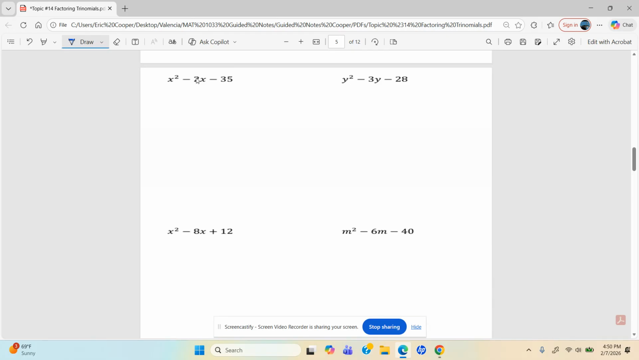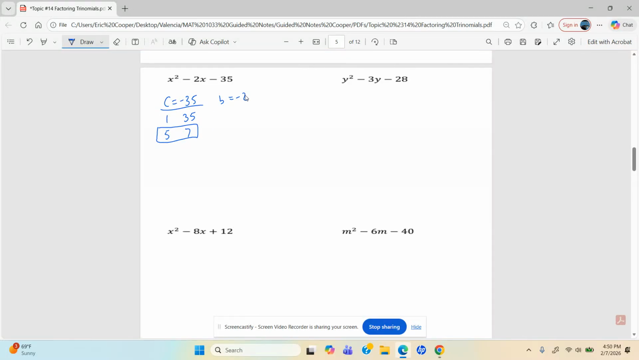So I have x squared minus 2x minus 35. Again, no number in front of x squared, so this is a equals 1. I need to take the c term, which in this case is negative 35, and find a way to make the two numbers combine to negative 2. So I'll do this by listing out all the factors of 35: 1 and 35, 5 and 7. I need something that can become a 2. Well, between 1 and 35 and 5 and 7, the only one that's going to work is 5 and 7.